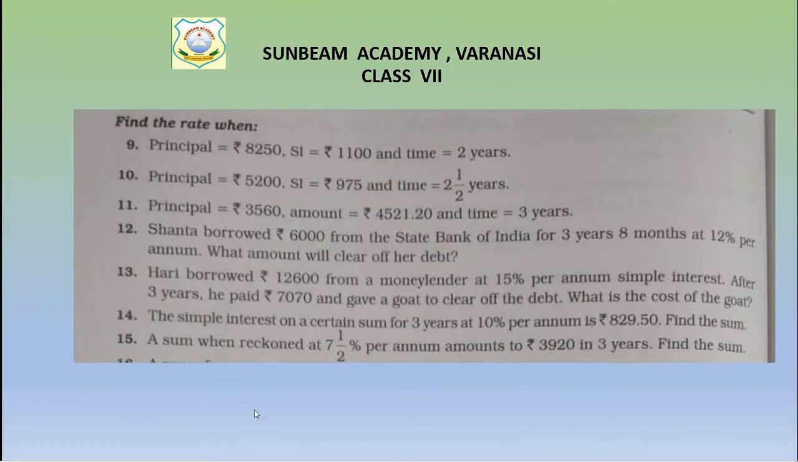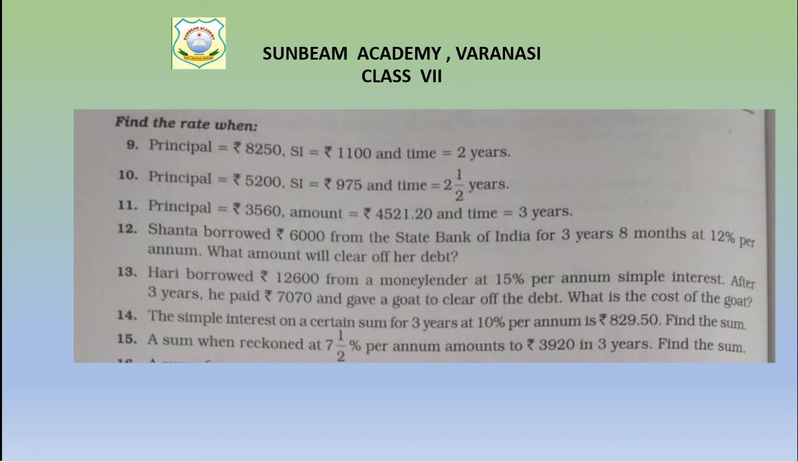Next question is question number 12. Shanta borrowed, just quickly write down, children, I am erasing it so that we can move ahead with the next question. Shanta borrowed 6,000 from State Bank of India. Borrowed means taken. She has taken money from where? She has taken money from State Bank of India. It's a bank, you know it very well. It's an Indian bank, children.